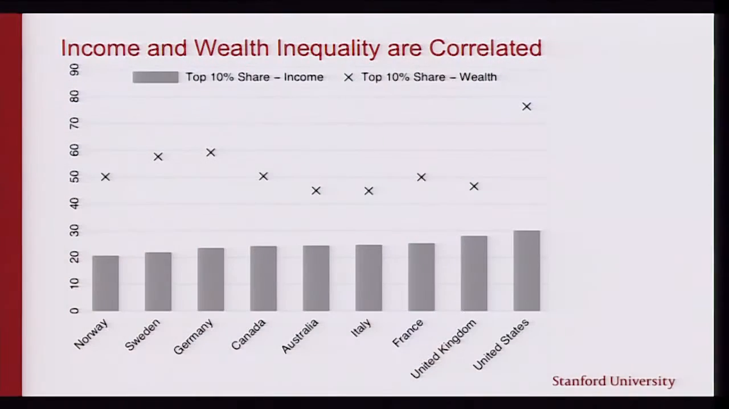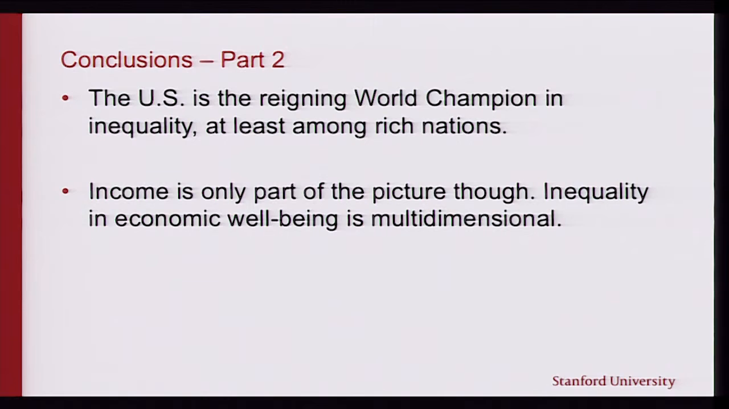So we see the U.S., again, is at the far right, has the highest income inequality, like I've showed already, but now the X's represent wealth inequality. And so it's the share of wealth held by the top 10%. And we see a much higher share in the U.S. So income inequality and wealth inequality are both high in the United States. It's not just one factor. We need to look at all of these factors. So the U.S. is the reigning world champion in something you don't want to be the champion in. We're the reigning world champion in inequality, at least among these rich nations.